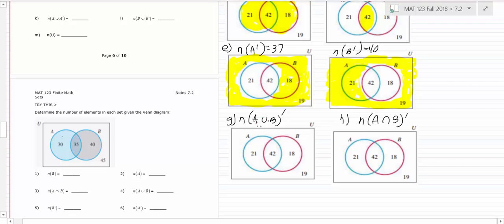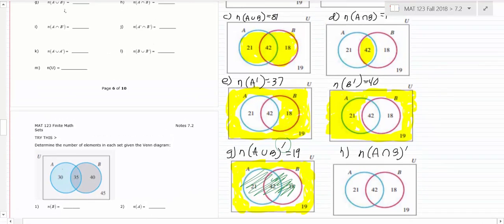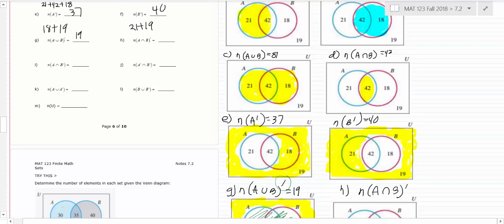Okay, so first of all, A union B, you can think of A union B as being that. Okay, well, the complement means you're outside of that. So that means that you would just be out of those circles. You don't have to do any arithmetic on this. It's just you need to know what part of the Venn diagram is being considered. So what is it? It's 19, exactly. So that one is going to be 19. So the answer to G is 19.